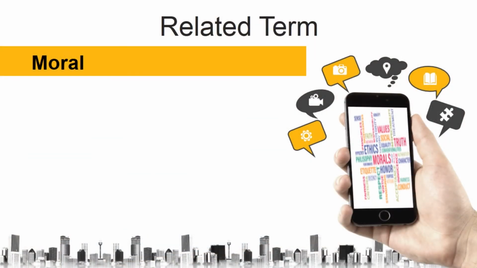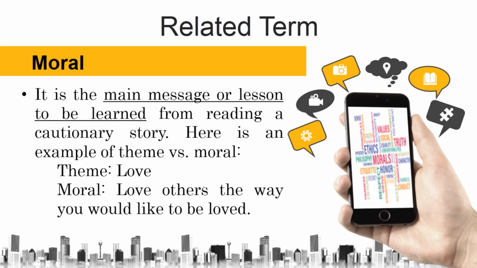What is the difference between theme and moral? Moral is the main message or lesson to be learned from reading a cautionary story. Although themes and morals are both major ideas in a story, they are different in that themes do not necessarily serve to teach a lesson, whereas morals always do.